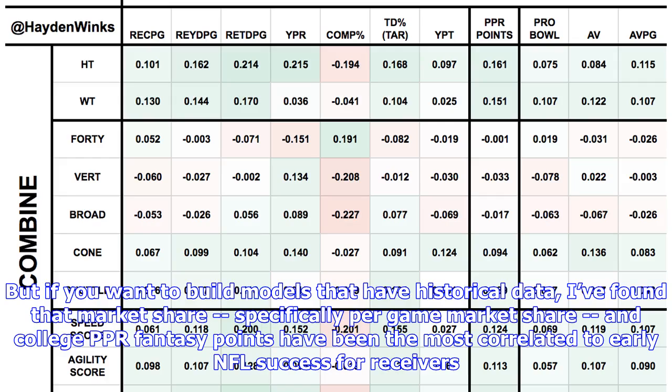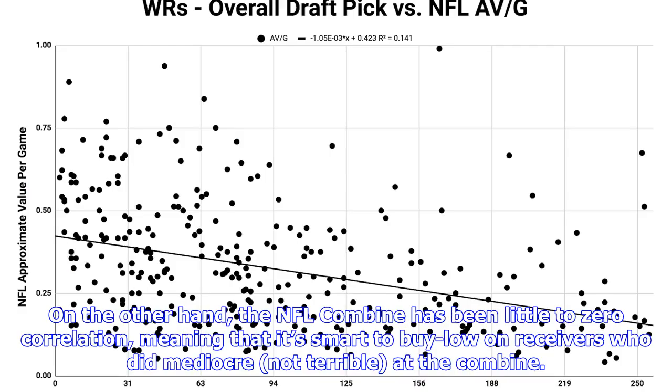But if you want to build models that have historical data, I found that market share, specifically per game market share, and college PPR fantasy points have been the most correlated to early NFL success for receivers. On the other hand, the NFL Combine has been little to zero correlation, meaning that it's smart to buy low on receivers who did mediocre, not terrible, at the Combine.